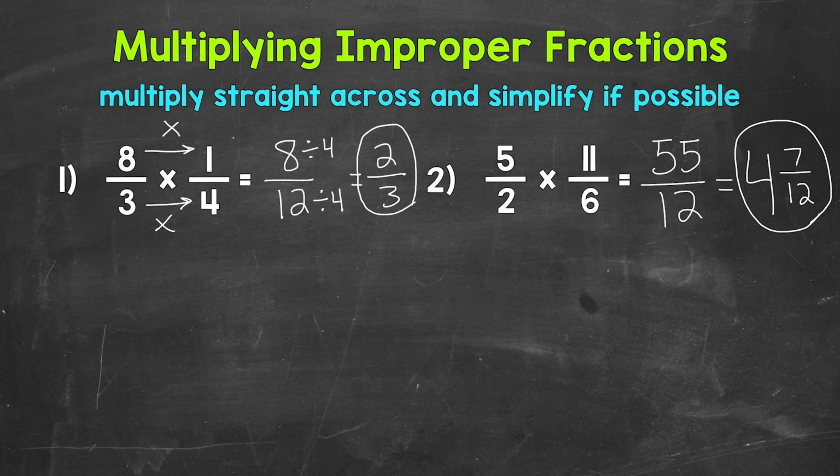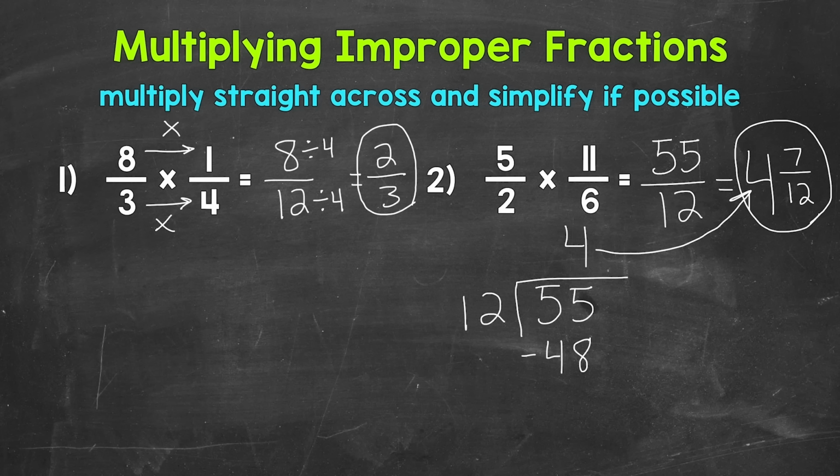Now I do want to review real quick how we went from that improper fraction to a mixed number by writing out all of the steps. So we divided the numerator, 55, by 12. How many whole groups of 12 in 55? 4. So that's the whole number part of our mixed number. 4 times 12 is 48. 55 minus 48 gives us a remainder of 7. That goes right here. Then we keep the denominator of 12 the same. So we end up with 4 and 7/12.